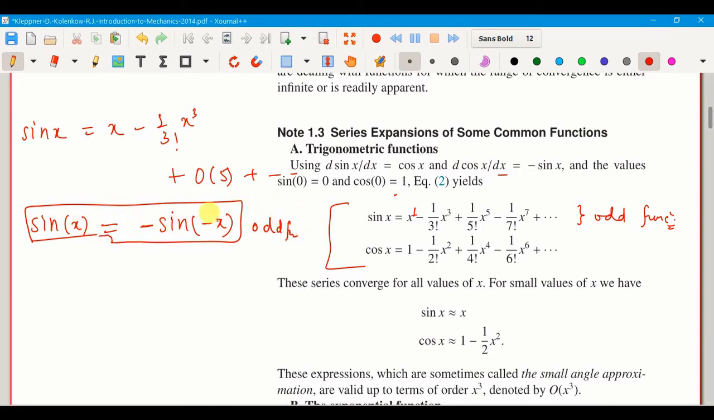Also, if you do the series expansion, you can see it has odd-numbered orders: x, x cube, x5, x7. Therefore, that's why sin x is called an odd function.